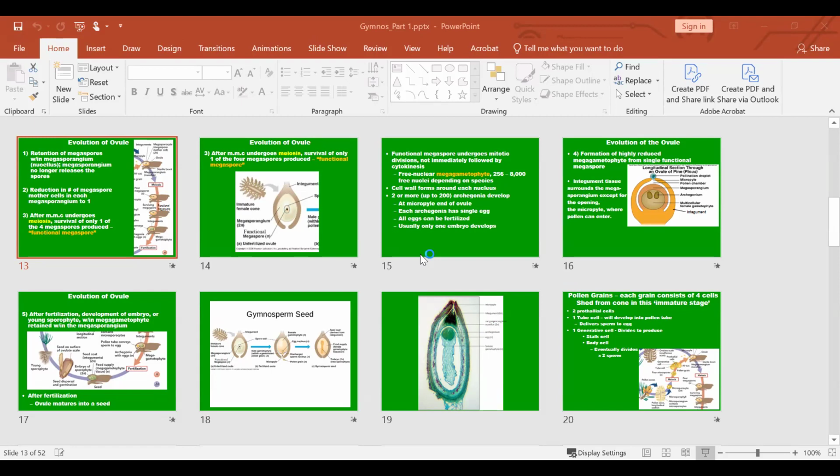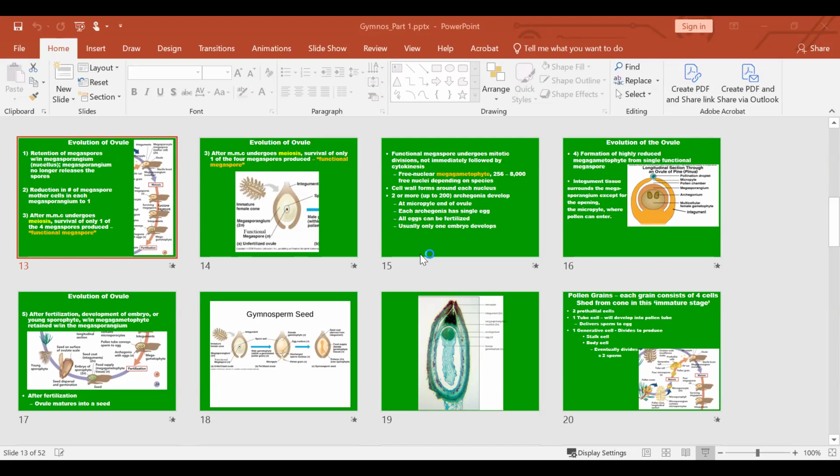That megaspore mother cell will go through meiosis. It's being held within the sporangium, not being released. That one cell will produce four cells through meiosis, and then we get left with just one. One survives, the functional megaspore. And then the job of that functional megaspore now is to grow and develop into the megagametophyte, still tucked away inside the megasporangium. The megasporangium never bursts open and releases the spores and sends them off.